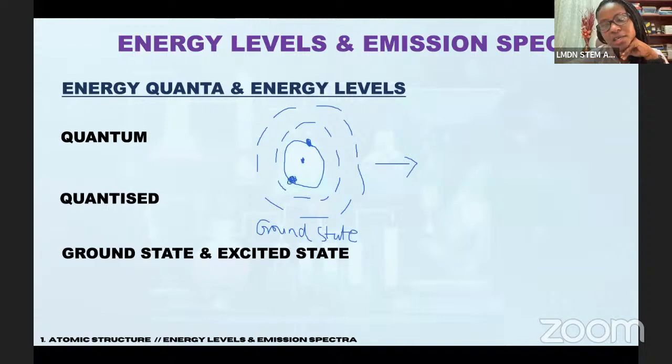So we have our ground state and we have our excited state, right? We give it the energy that it needs, a quantum of energy. It's going to be able to do the work that it needs to do to move to the next level. So let me just draw that real quick.